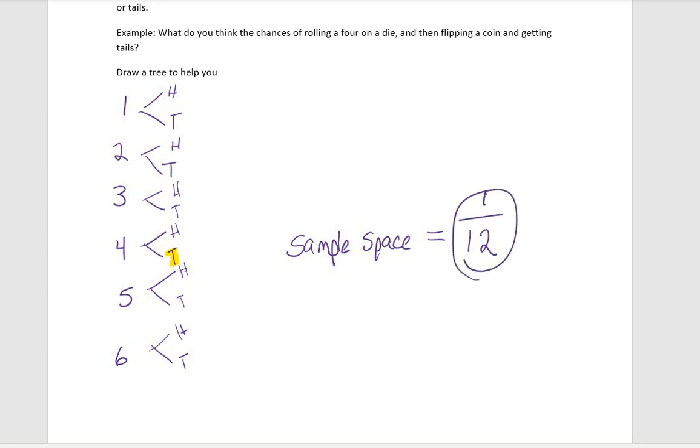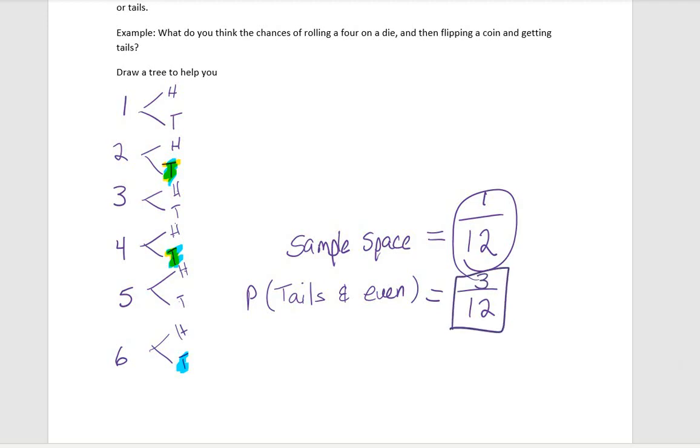Another way we could word this is, or another kind we could do, is what's the probability of getting tails and an even? Okay, well, we still have a sample size of 12, and how many times do we get an even number and tails? So let's see, one's not even, two's an even number. We'll do this in a different color. 3, 4 is even, 5 is not, 6 is even. So out of all 12 possibilities, there's only 3 that will give us tails and an even number.